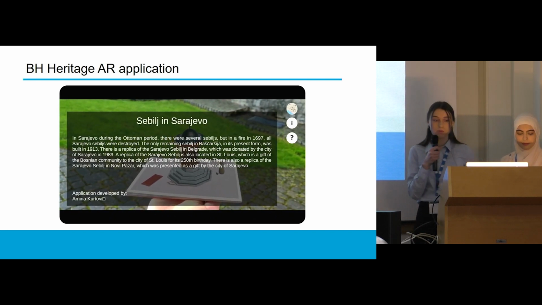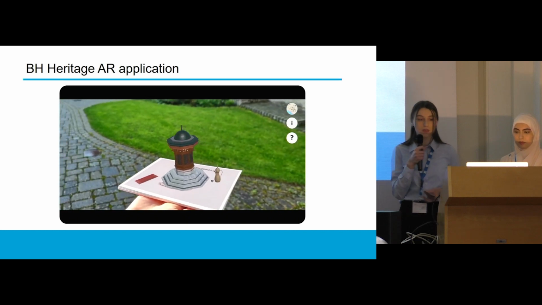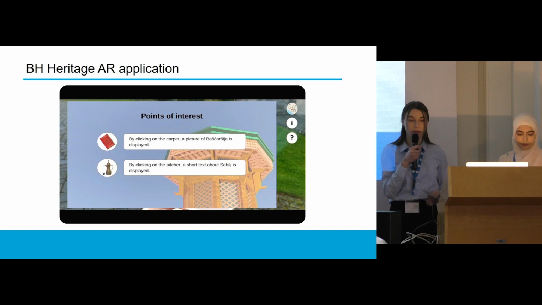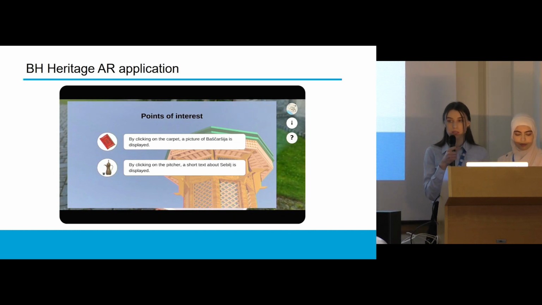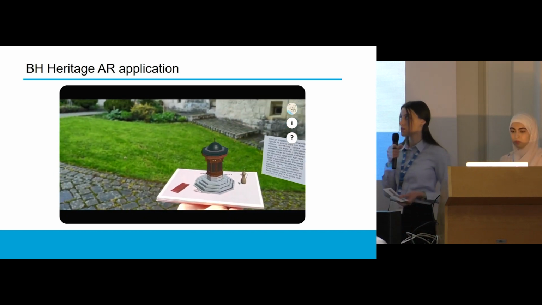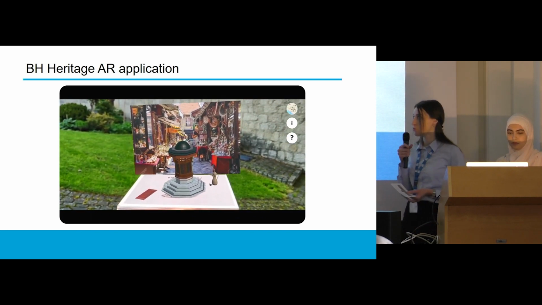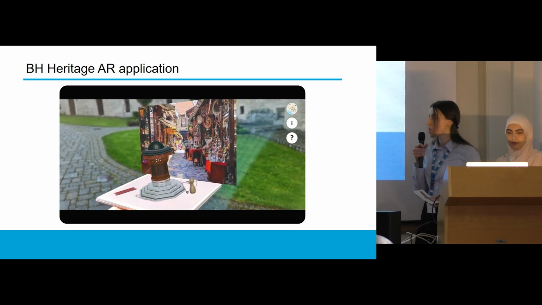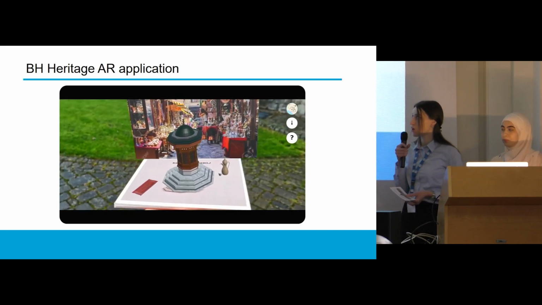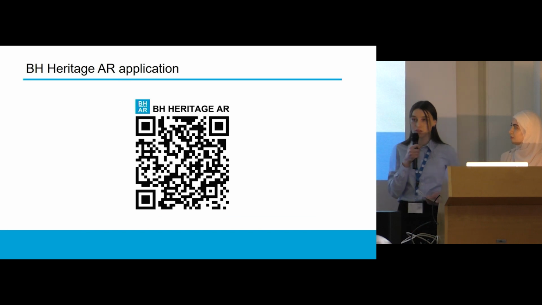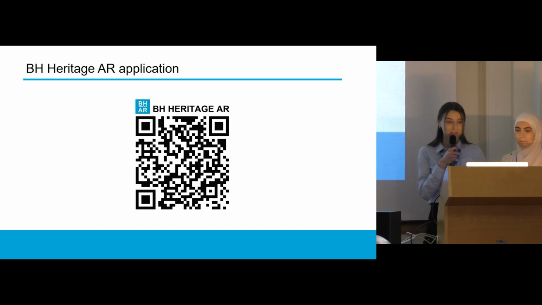And if you want to learn more about the object, you can use the information button. Along with that, we have a help button where you can see which points of interest there are and which multimedia content they show. For example, if you click on the carpet, the image where this 3D model is shown.